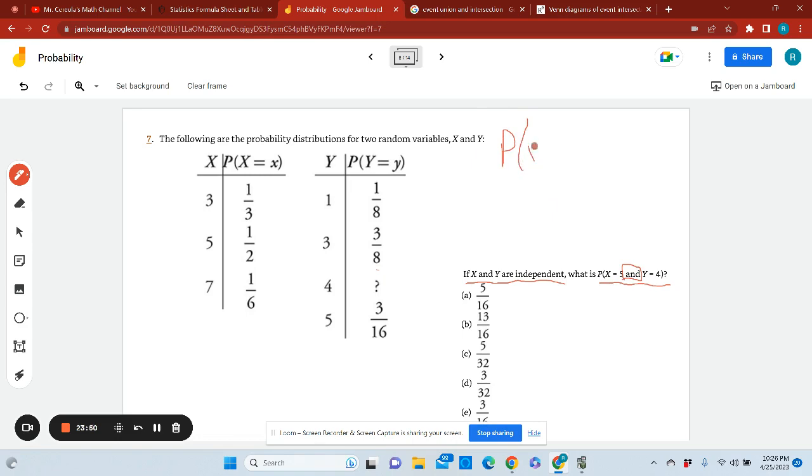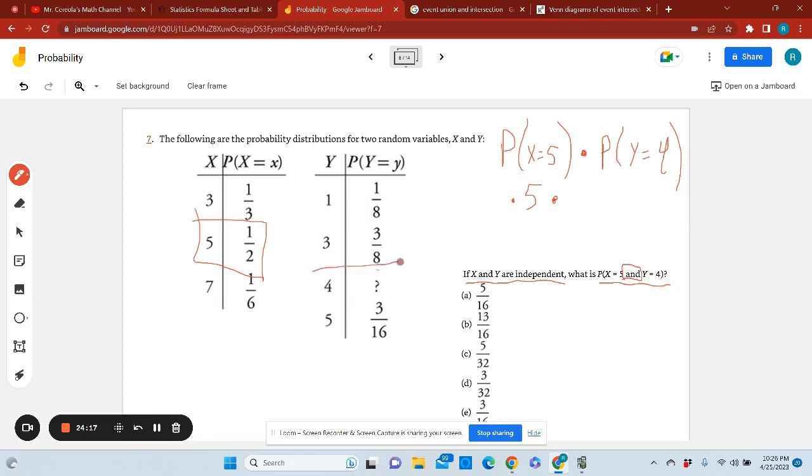So what's the probability that X equals 5 times the probability that Y equals 4? Now they give us the probability that X equals 5. It's 1/2, right? So I can plug that in right here as 0.5, right? 1/2 and 0.5 are the same thing, times.